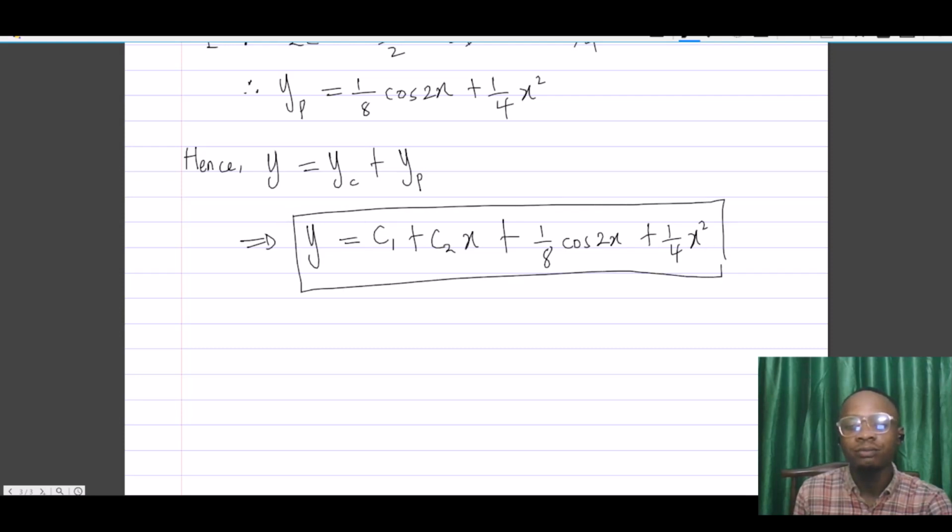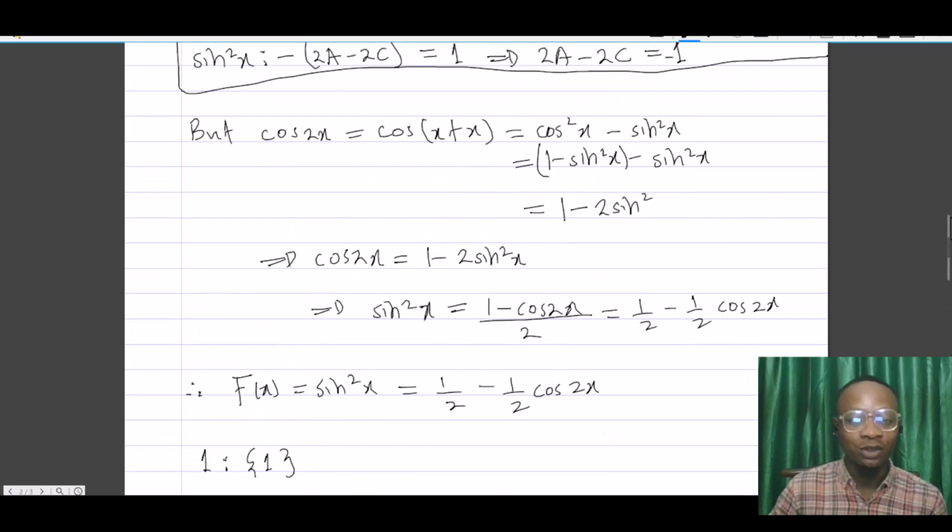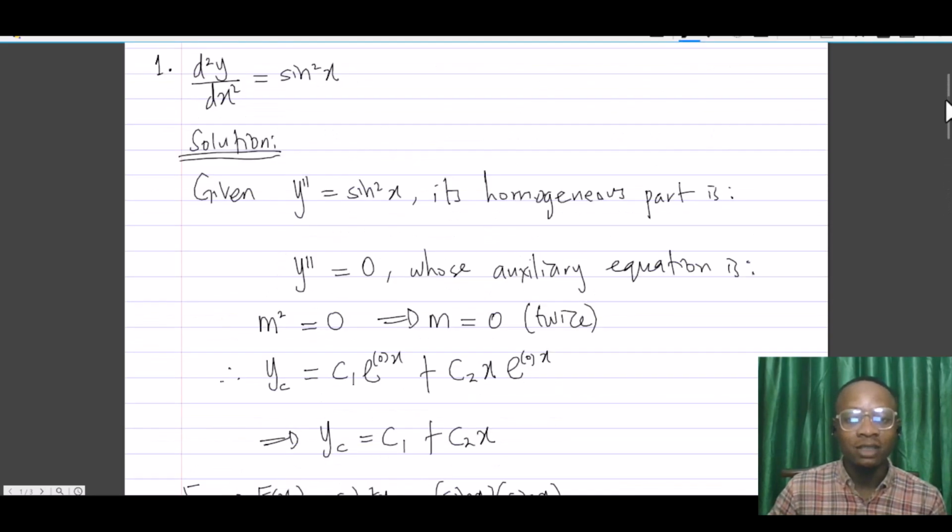So that is our solution to the given differential equation. It's actually very simple to find. You know, we were doing exploration. That's why it took us so long. It's very simple to find.